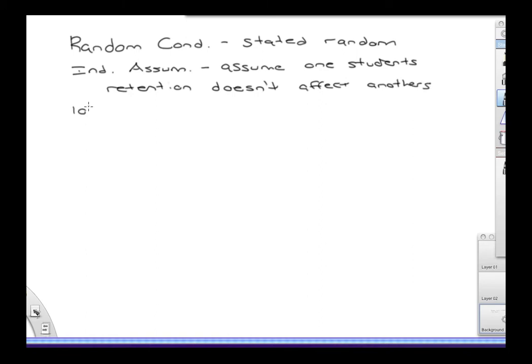We need our 10% condition, which in general states that our sample is less than 10% of the population. So here, 1,644 is less than 10% of all college freshmen, which is a very reasonable claim.